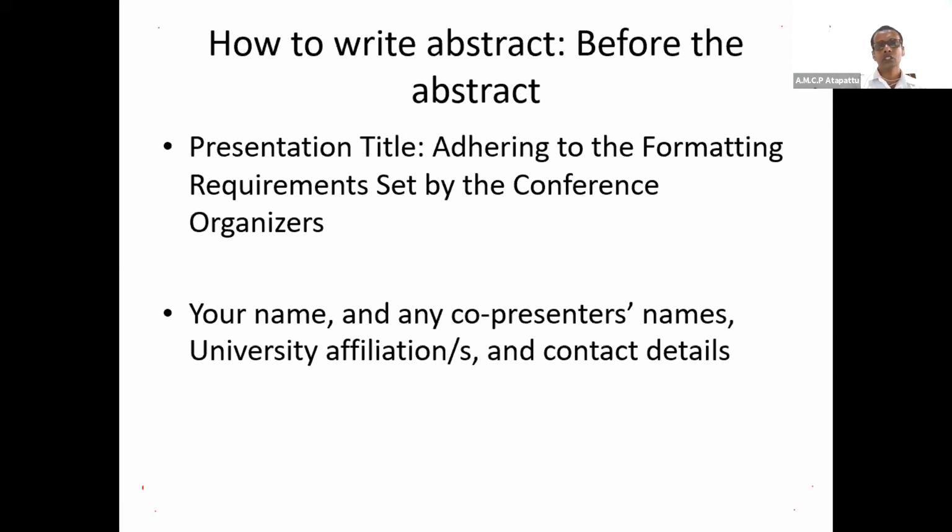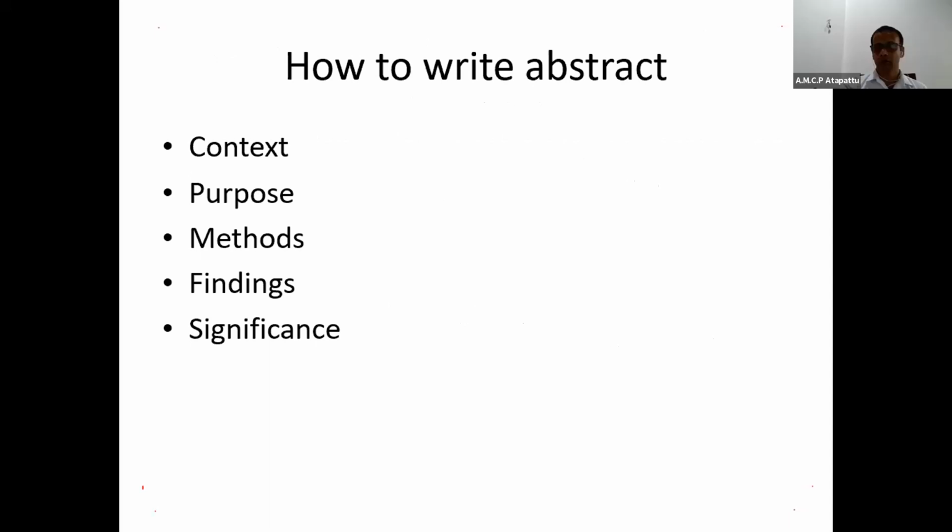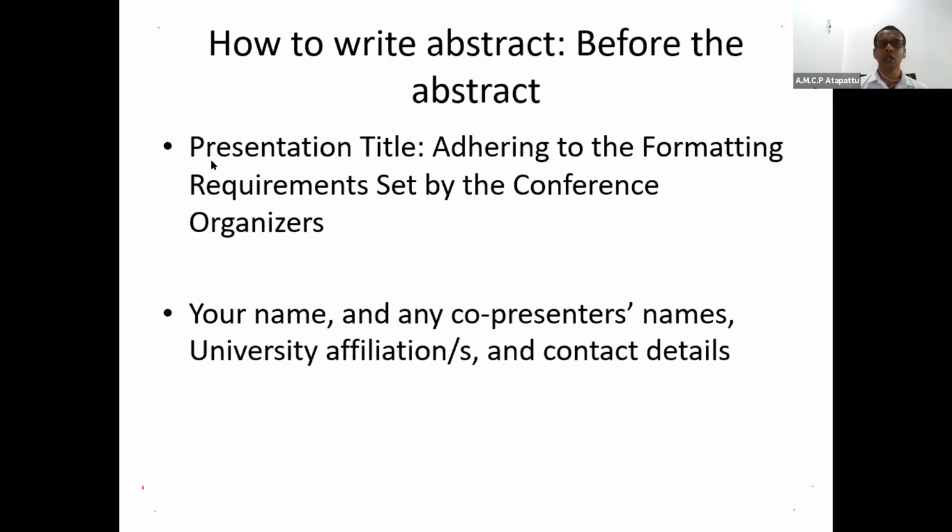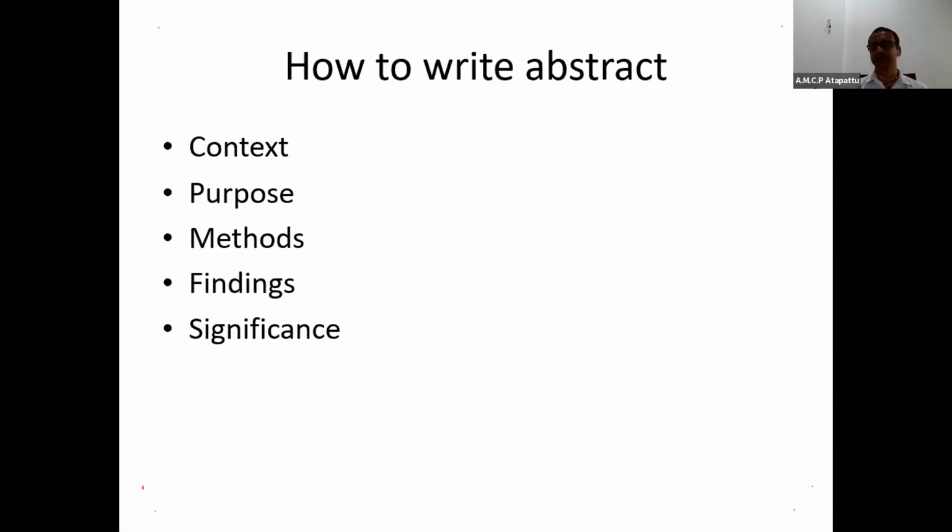Then you start your abstract. As I mentioned before, start with the title, the authors, their affiliations and contact details, emails. Then write the abstract. You need to cover these 5 boxes or these 5 headings. If you have covered them, you have completed your study correctly. What these are, you need to keep in mind when you are writing.